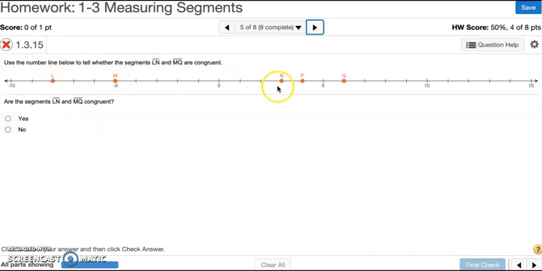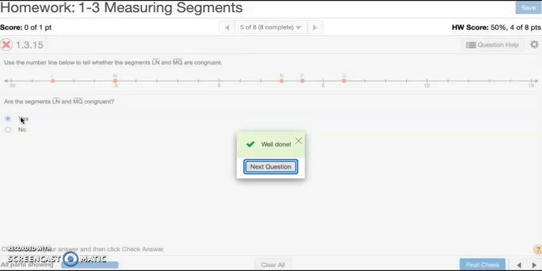LN, from L to N, we count 1, 2, 3, 4, 5, 6, 7, 8, 9, 10, 11. So that one has 11. MQ, 1, 2, 3, 4, 5, 6, 7, 8, 9, 10, 11. They're the same, so yes, they're congruent.